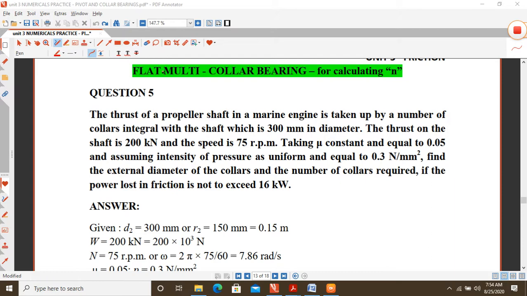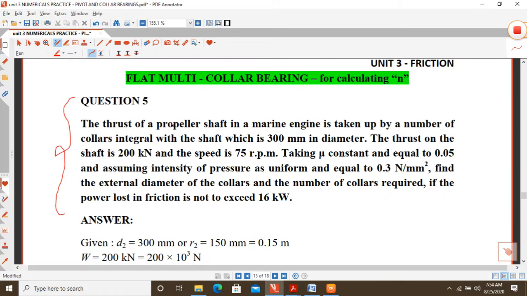So this is the question for flat multicollar bearing for calculating the value of n. So the question goes like this. First of all, write this question. This is the fifth question in a row for bearings. Hope it is visible now.